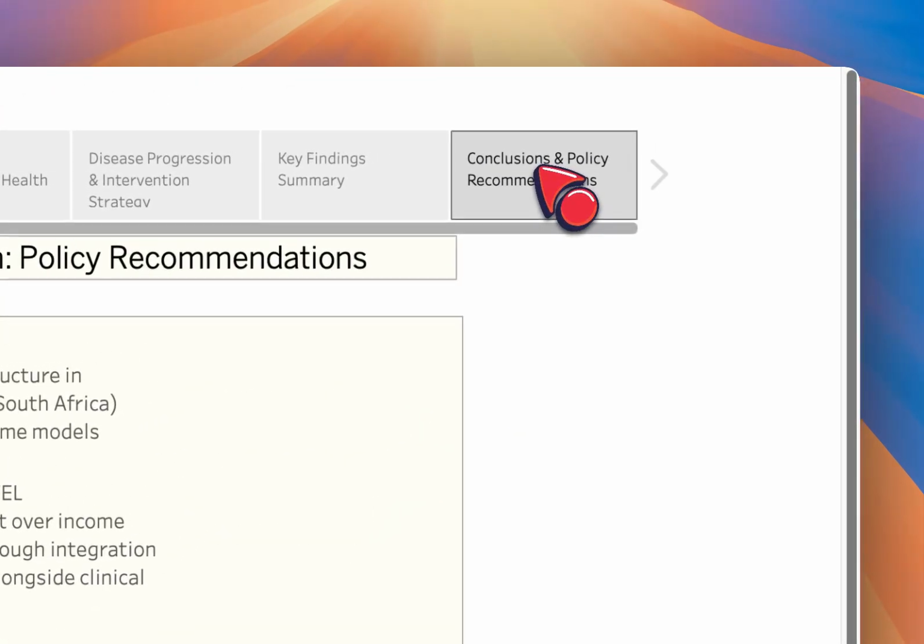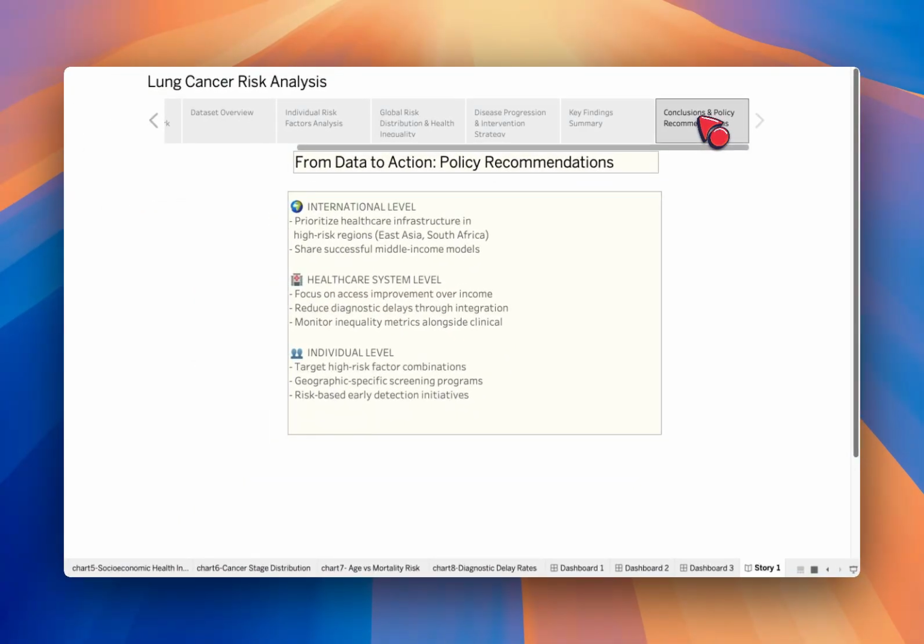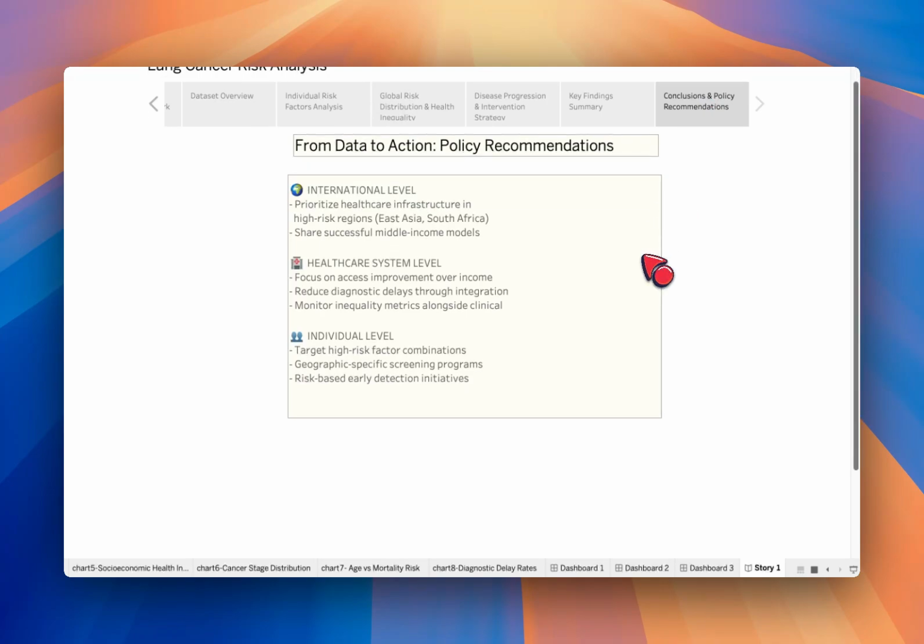So, based on these findings, here's what we recommend. At the international level, prioritize healthcare infrastructure in high-risk regions like East Asia and South Africa. At the healthcare systems level, we should focus on improving accessibility rather than just income. Reduce diagnostic delays through better integration.